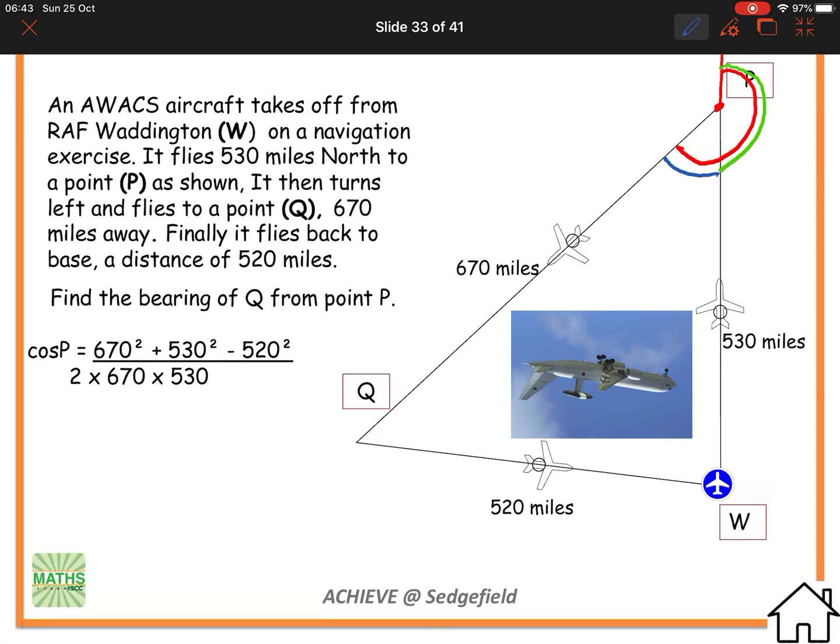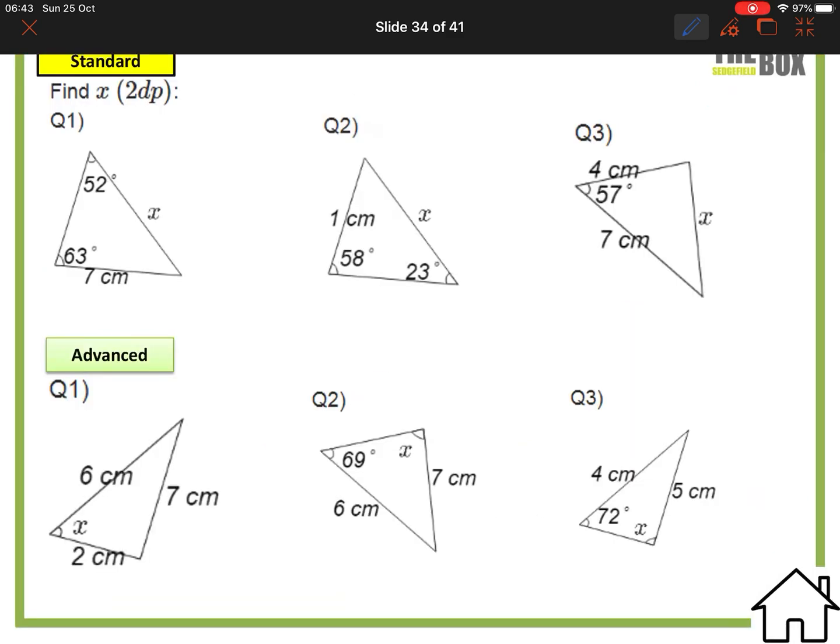Okay, so there's my calculations. I get 49.7 degrees for this blue angle here. And to get the bearing, I just add 180. Okay? Right, stop the video and have a go at these questions.